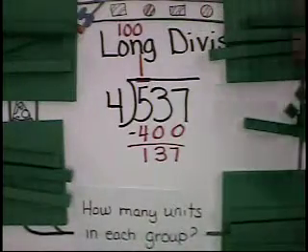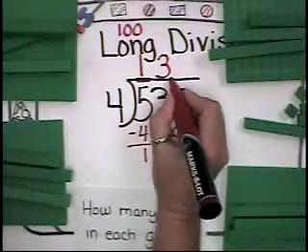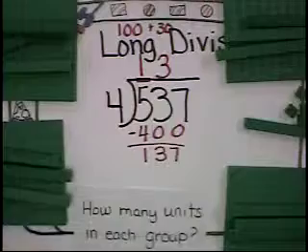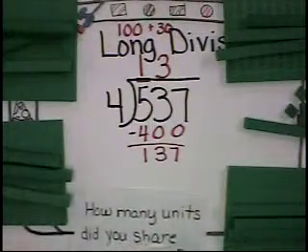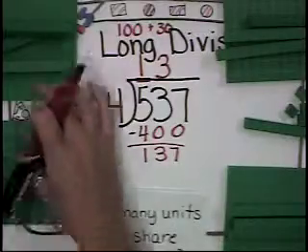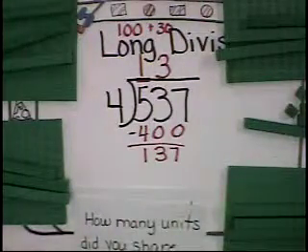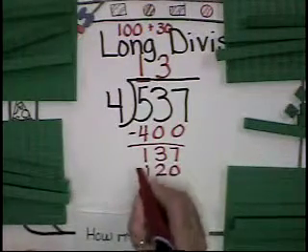3. Or 3 tens, which would be 30. So I'm going to put the 3 here to represent, because it's in the tens place. And up here I'm going to write 30 just to kind of keep it in my mind. Okay. How many units did you share all together? So that 30, each of these 30 all together, how much was that? That would be 12 of them, or 120. Okay. So I'm going to take 120 out because we've shared 120.